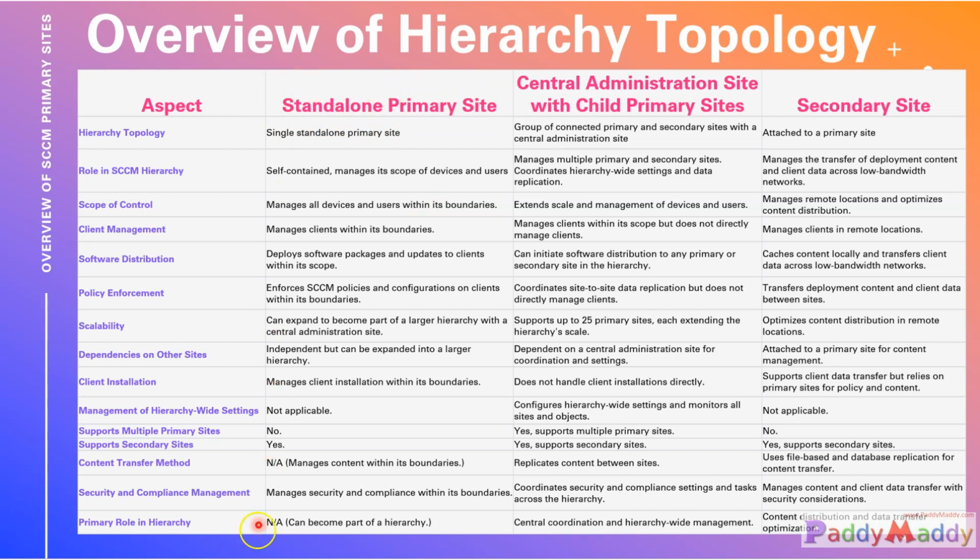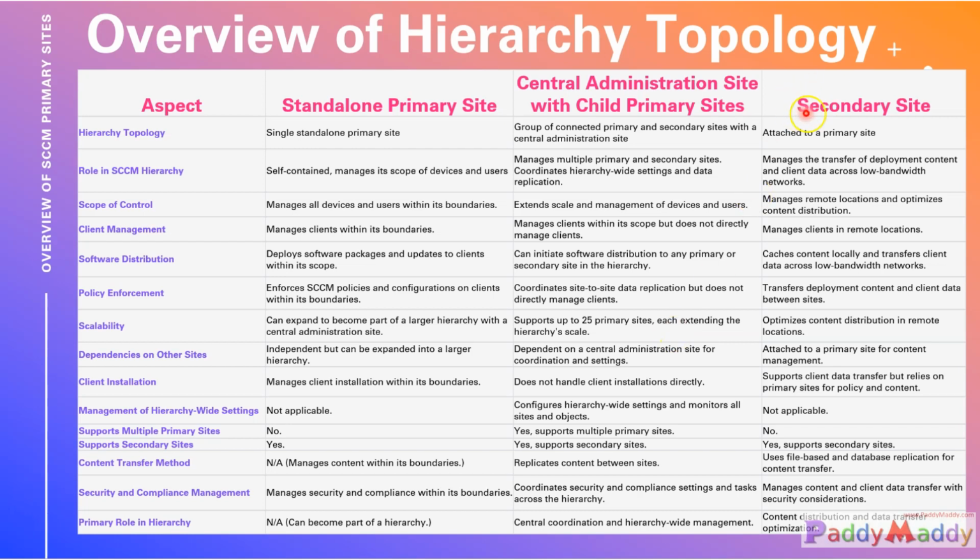That's why I made this the first preference. But there could be some companies that might have the cache site along with the child primaries, but they won't exceed more than 25 primary sites. That's the topology, that's the hierarchy, that's what we are going to scale.